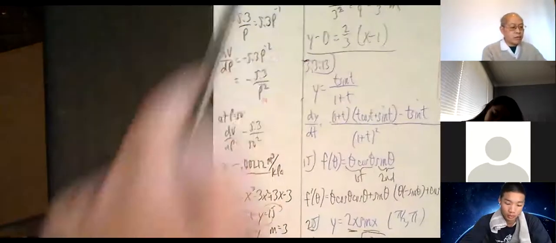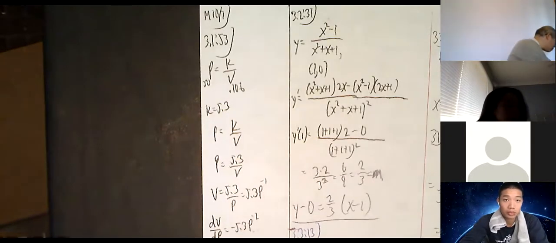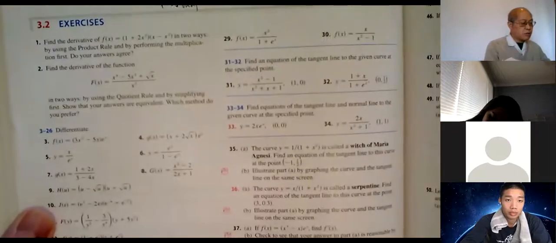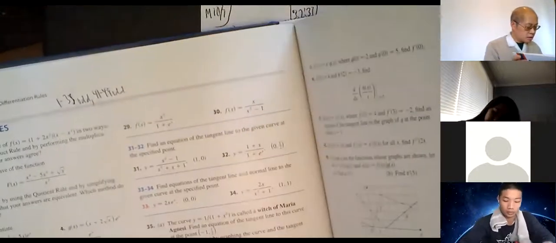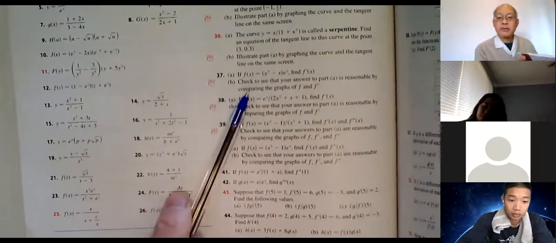All right, so those are some extra problems from 3.1. And now I'll go back to 3.2, and I'll do 30. So let me turn the book, 3.2. Okay. 31. No, 37, sorry. 37.